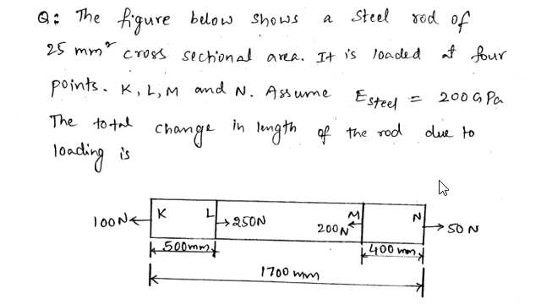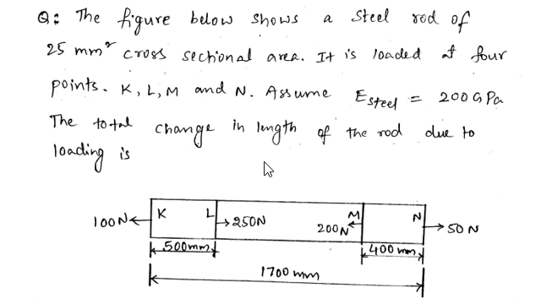So here a rod is given, and a uniform rod you can understand from the figure, but here three different segments are given by giving some points. That is KL, LM, MN. So the loads are acting like this. At K it is 100 newtons towards left, and at L, which is a common junction, it is towards right 50 newtons, and at M 200 newtons towards left, and at N towards right 50 newtons is given, and 500 mm length is given, 400 mm length for MN is 400 mm. The total length of the bar is given 1700 mm.